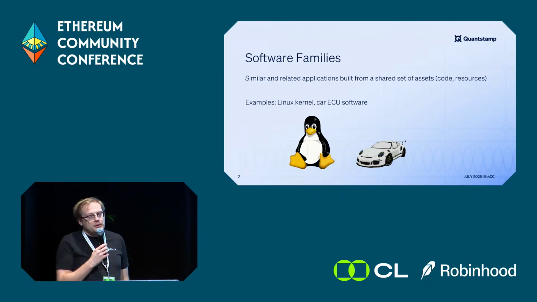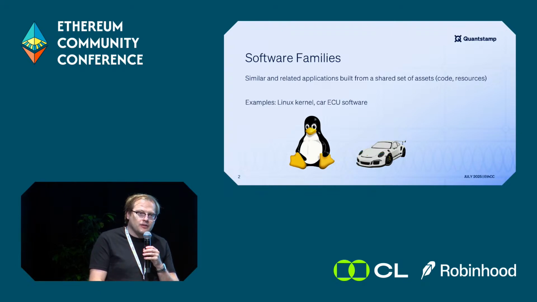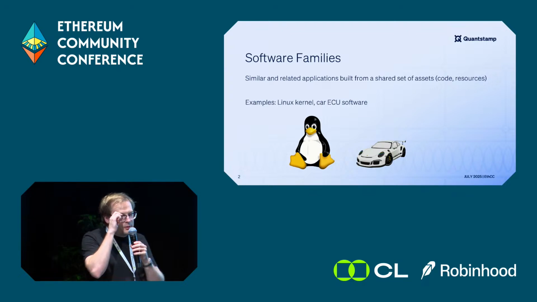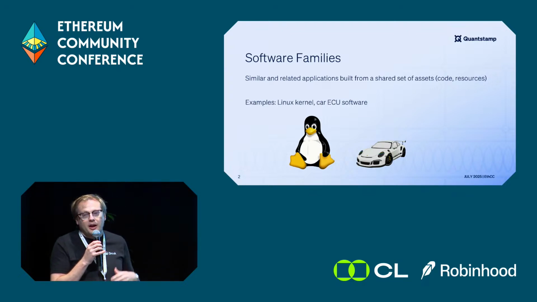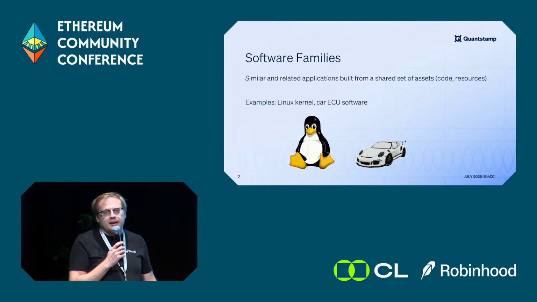So some common examples of this include the Linux kernel, right? The core kernel functionality is pretty standard across all distributions, but some distributions may come with by default some functionality that others may not. And similarly, stuff that is in a lot of hardware like cars.